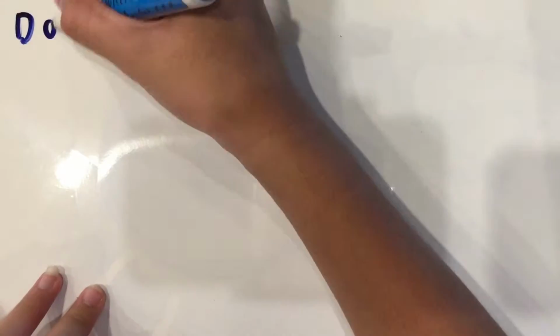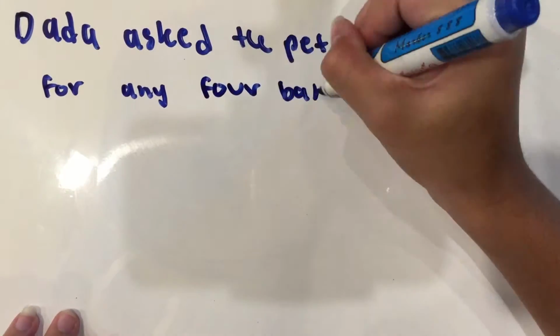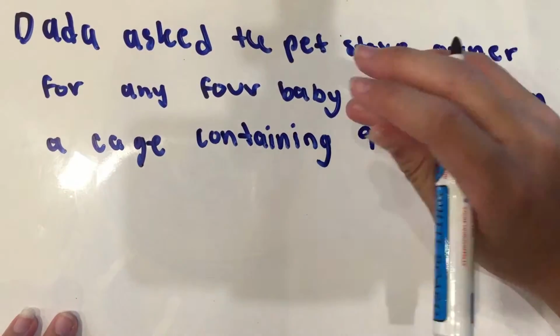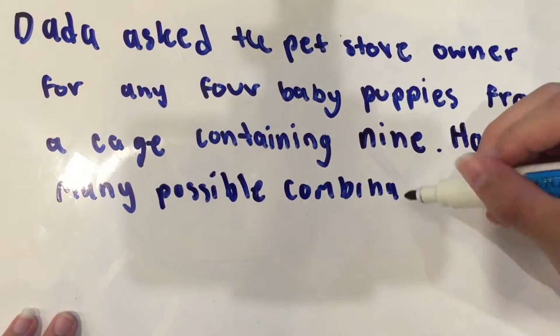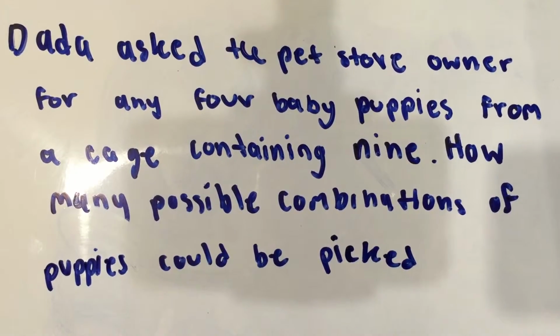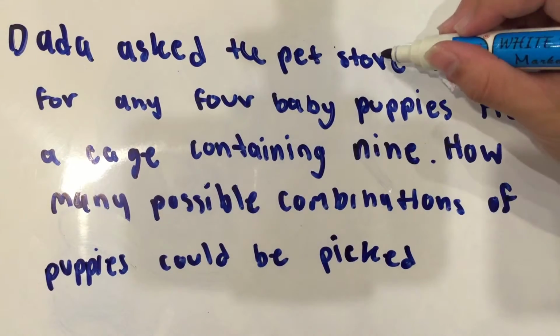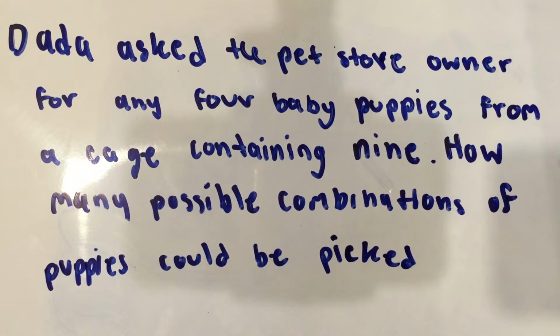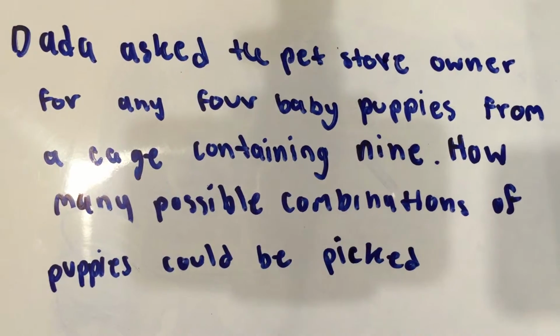So now we're going to solve these combinations using word problems. It might be a bit more confusing, but I'm just going to show you the word problem first. So this is our word problem. Dana asks the pet store owner for any 4 baby puppies from a cage containing 9. How many possible combinations of puppies could be picked?